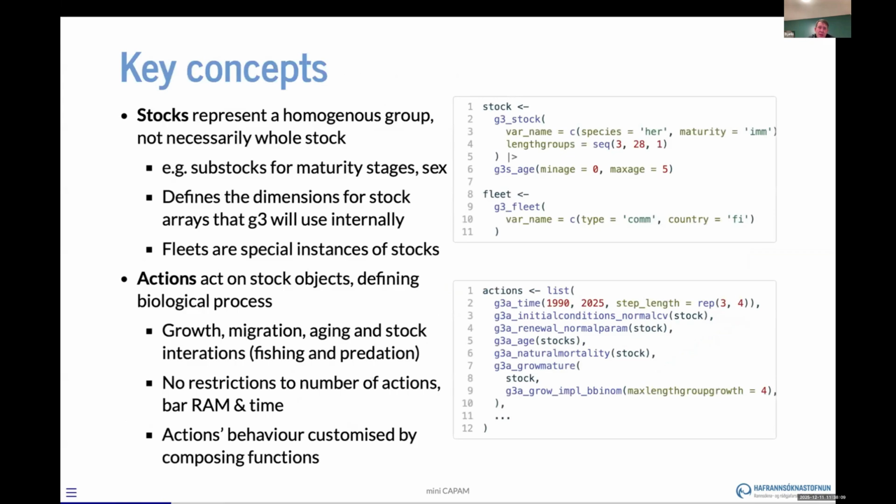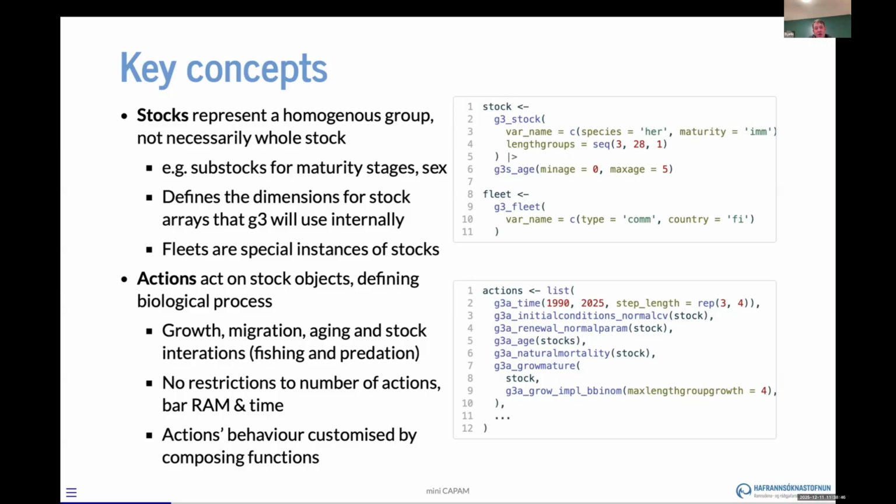Key concepts: you have stocks which can be either length-based or age-based or age and length-based. When you set it up, you define, which you can see in the simple code here on the side, the dimensions and the names of the stocks, which is useful when you're comparing with the data. And you can specify the dimensions both in terms of size and age. And in this convention, fleets are actually a special instance of stocks.